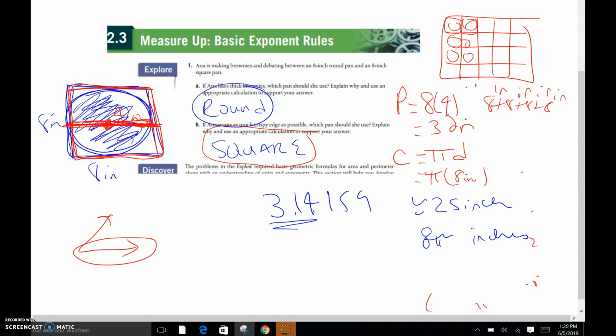And so if I compare these, this one has a perimeter of 32 inches if you go around the outside. Circle has 25. So if I want more crispy edges, I'm definitely going to go with the square pan. All right, why don't you pause it and then look at all the formulas on page 176 and 177, and then on problem number 2, try to figure out what all those variables stand for.